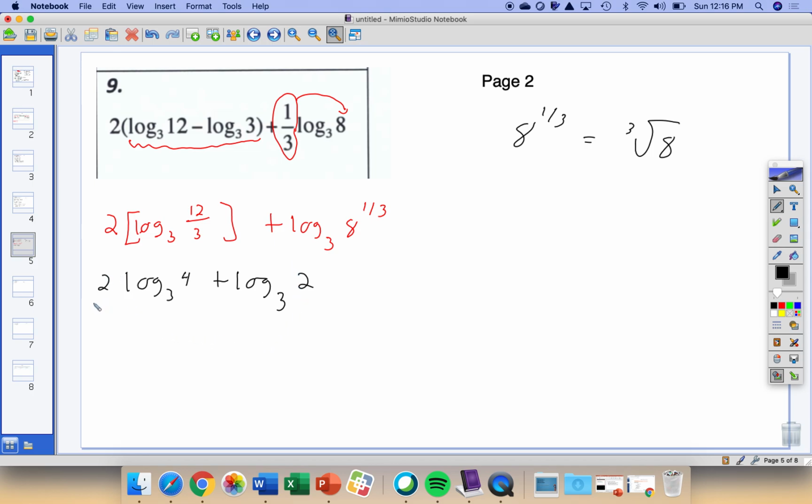Now I want to take this power and bring it back to the exponent. So it becomes log base 3 of 4 squared, which is 16, plus log base 3 of 2. And now I can combine these two logs to make it log base 3 of 32.